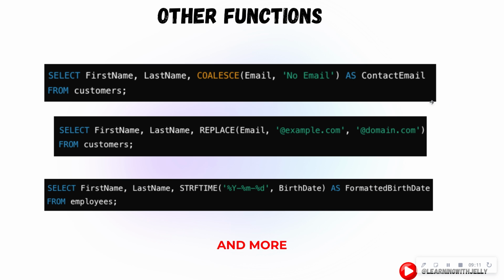Other functions that we talked about: the COALESCE function, where if there is a missing value in the email field, we can put no email or we can put missing. The REPLACE function is going to allow us to replace every instance of @example.com with @domain.com. And the STRFTIME function is going to allow us to format dates. We learned this in a whole lot more detail. This was just the tip of the iceberg.